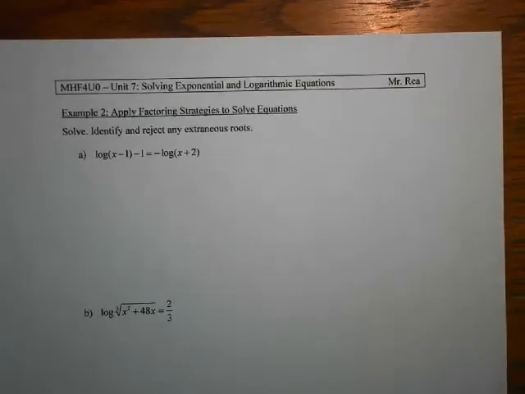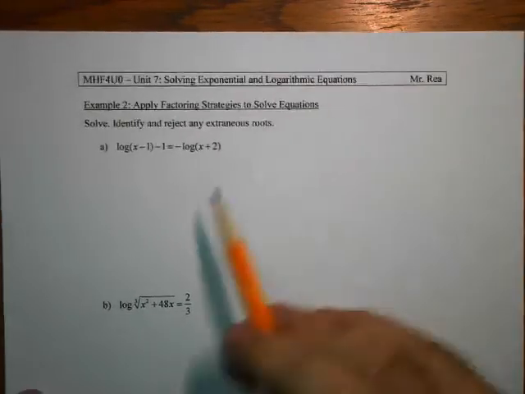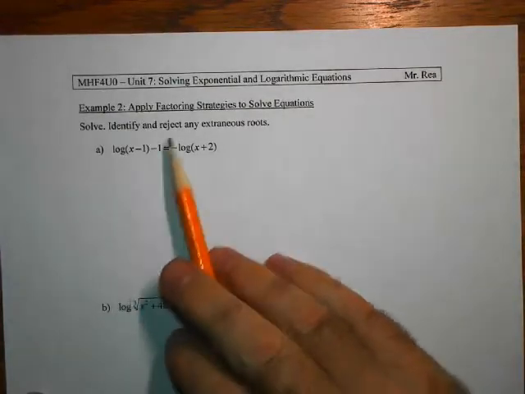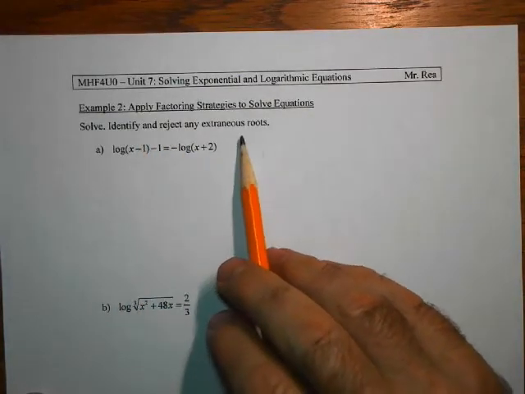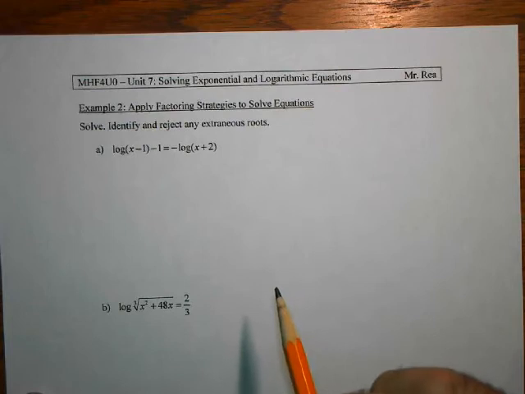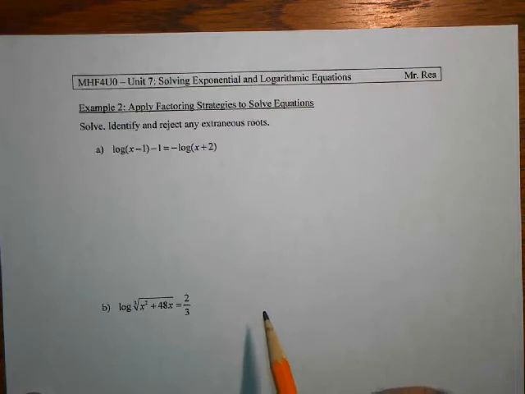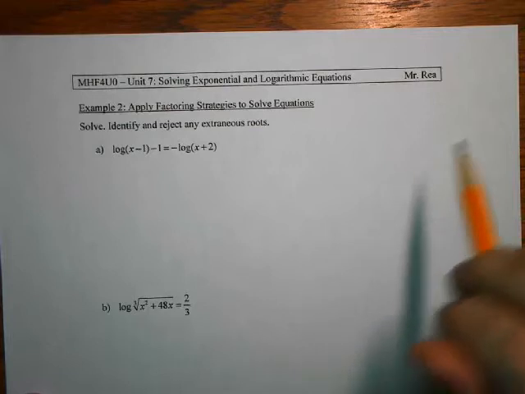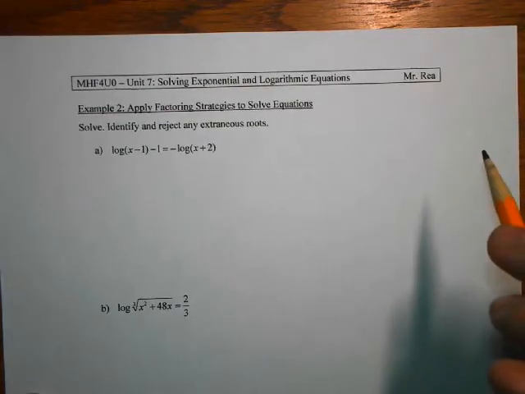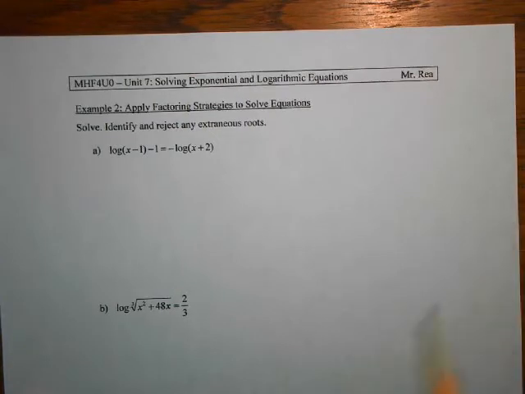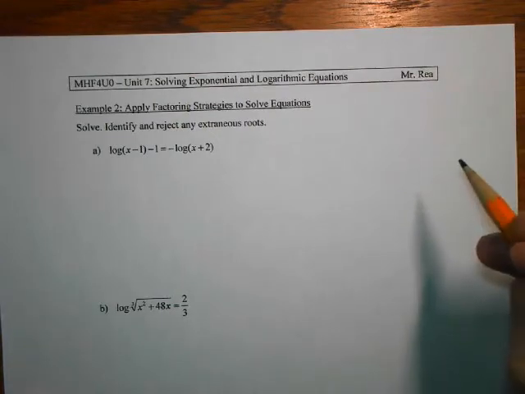So two more questions to do here. This one, you can see complexity has gone up. It says identify and reject any extraneous roots. So that's usually a hint that all the answers we get might not be valid. So after we get our answers, see if they are valid. We had a question like that on lesson 2, where we had two answers and only one was valid. And it usually has to do with you can't take the log of a negative number.